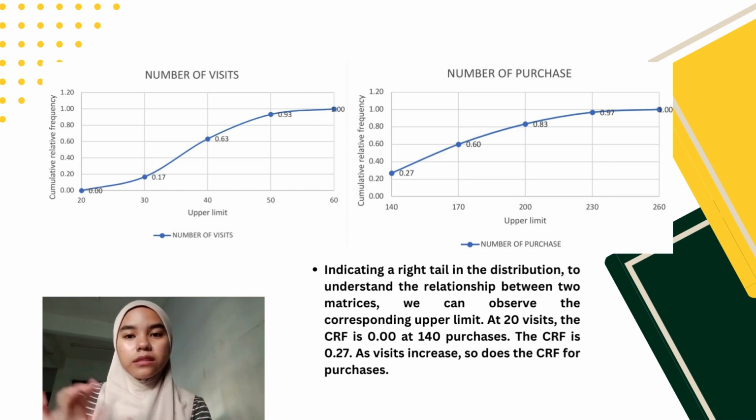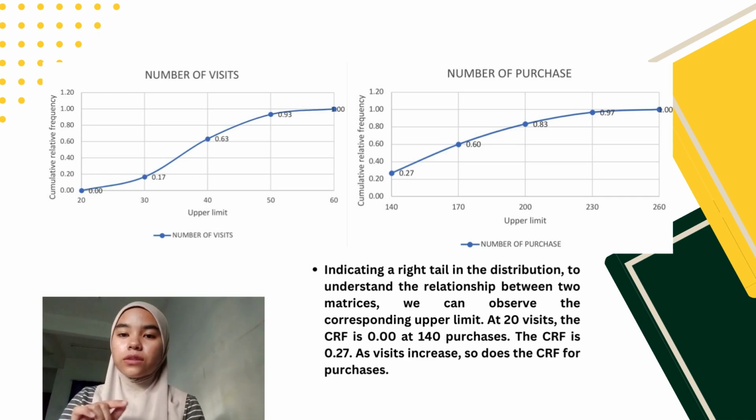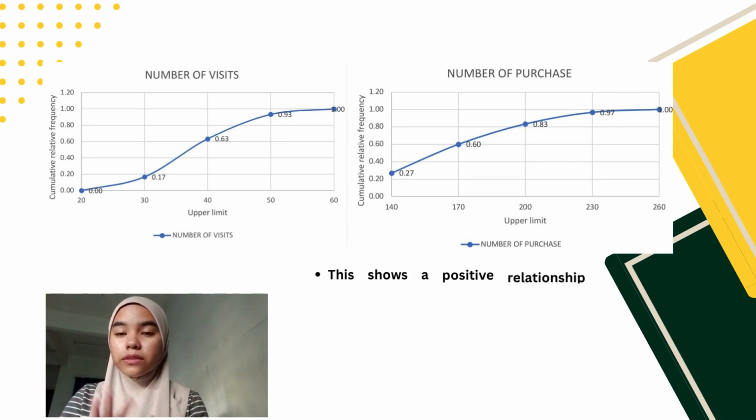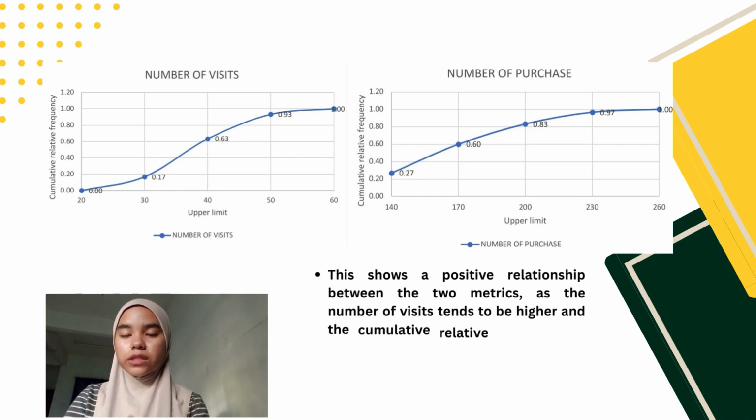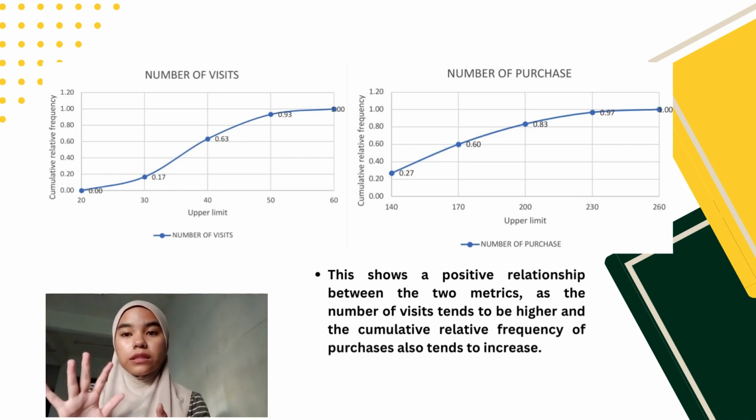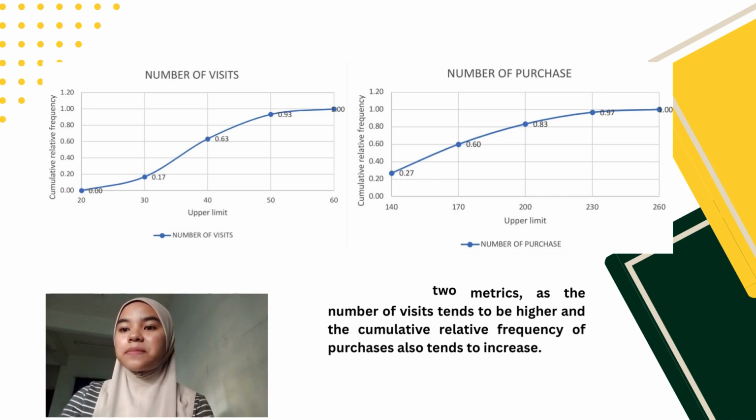At 20 visits, the cumulative relative frequency is 0.0. At 140 purchases, the cumulative relative frequency is 0.27. As visits increase, so does the cumulative relative frequency for purchases. This shows a positive relationship for both metrics, as the number of visits tends to be higher and the cumulative relative frequency for purchases also tends to increase.